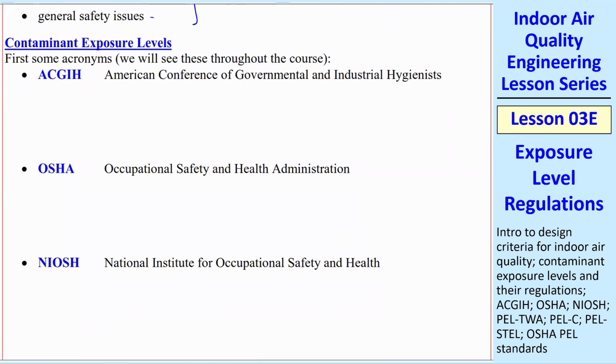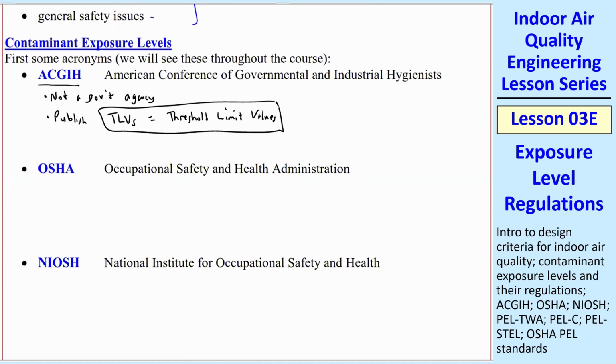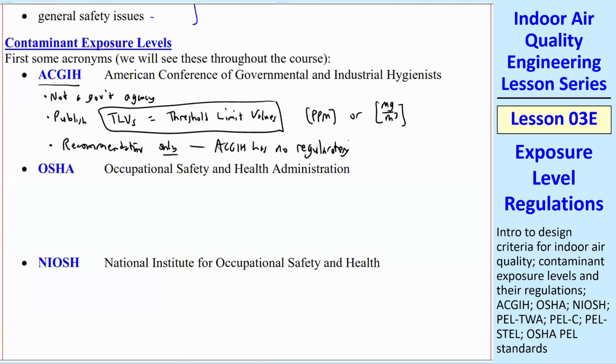There's some acronyms that you need to know. The first one is ACGIH. This is not a government agency. It's kind of like ASME. It's just an organization. They publish TLVs, which are threshold limit values. These threshold limit values are what ACGIH recommends as the maximum exposure level for vapors in the air in ppm or in milligram per meter cubed. So they're either a mole fraction or a mass concentration. These are recommendations only. The ACGIH has no regulatory ability, so they can't regulate, they can't enforce.